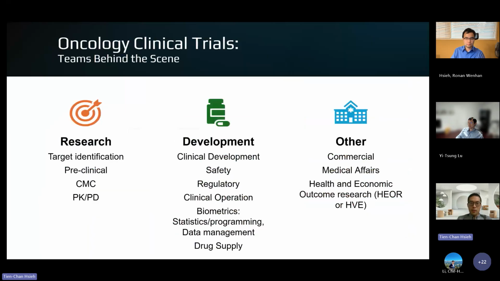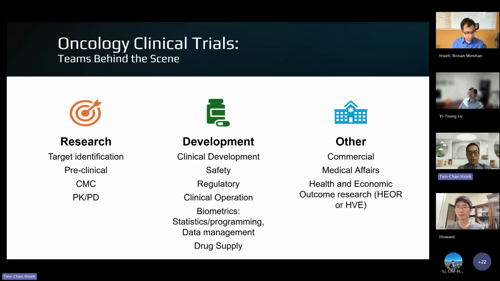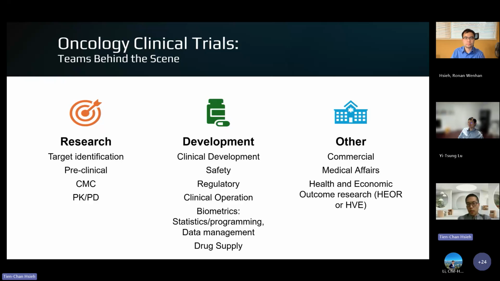But first, there will be a few more slides after this, but I want to invite Dr. Hsieh to give us an overview of what a clinical trial is, maybe not just limited to oncology, but in general, and some of the people required to make a clinical trial successful.